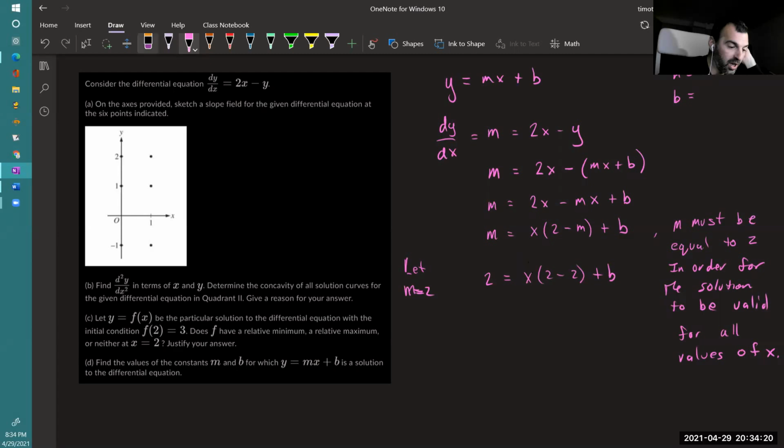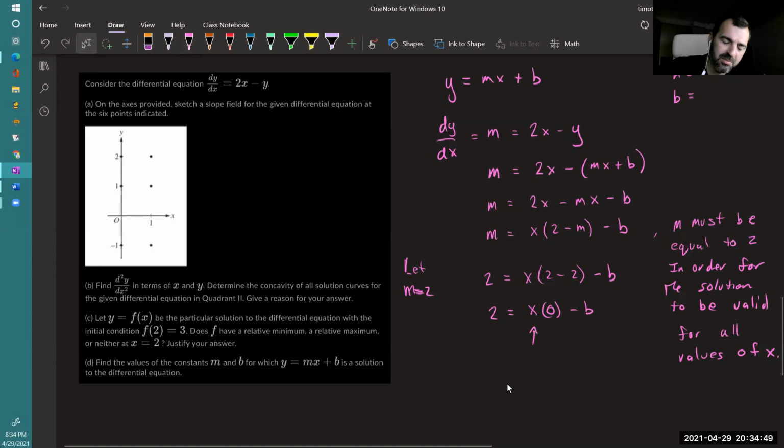Oh, sorry guys. I'm sure some of you at home caught that. It's supposed to be a negative here, because this negative distributes into the b. Now look at this. So I get 2 equals x times 0 minus b. What's x times 0? It doesn't matter what x is. It could be 10, it could be 5, it could be a million, a zillion. If m is 2, then we're good to go.